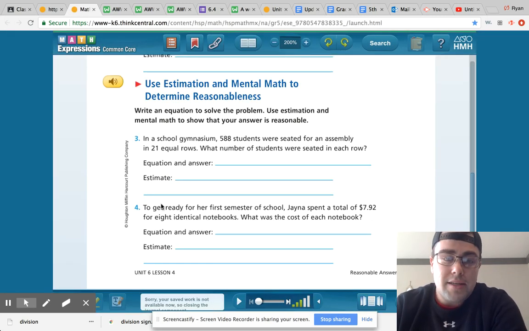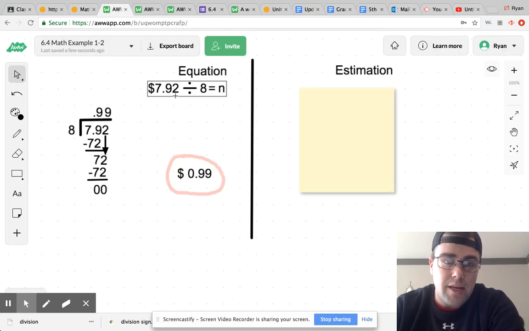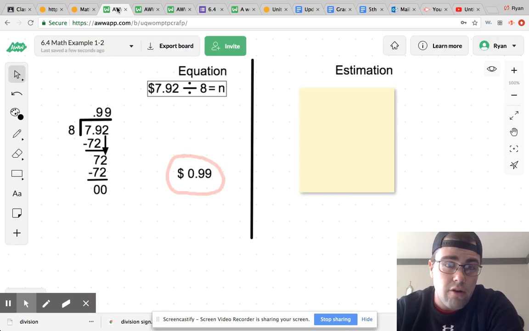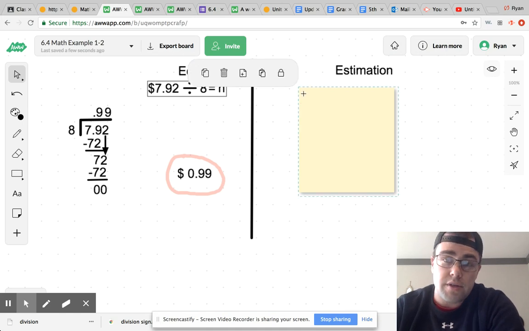I apologize. So back to the problem. We would write for our equation what we have in the top here, $7.92 divided by 8 equals n. Because remember, n's that missing number. And for our answer, it would just be 99 cents. Each notebook costs 99 cents. A way you could check that answer is if you did 99 times 8, or 99 cents times 8. Your answer would then have to be $7.92. That would just be an extra way that you could figure out to make sure your answer was correct.